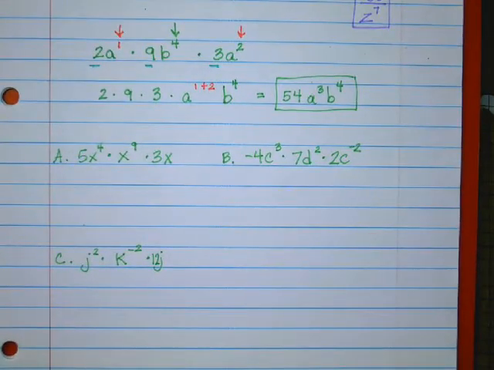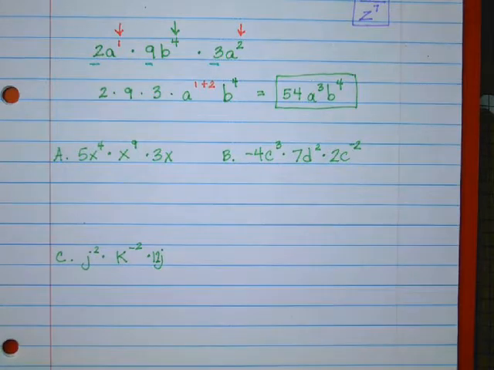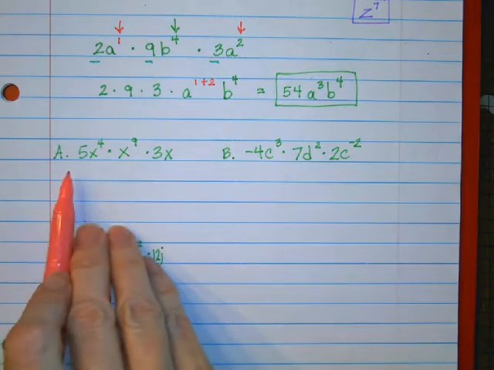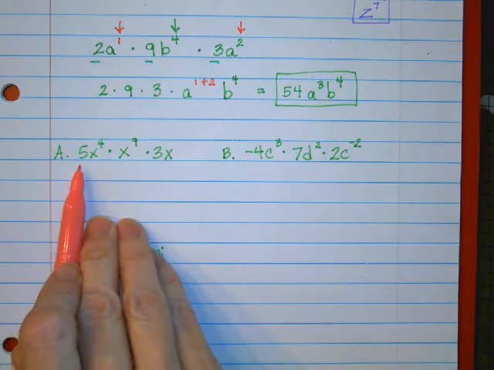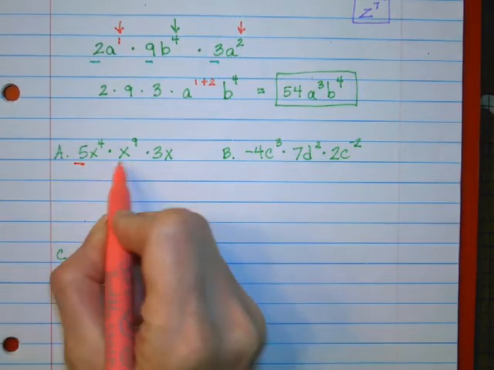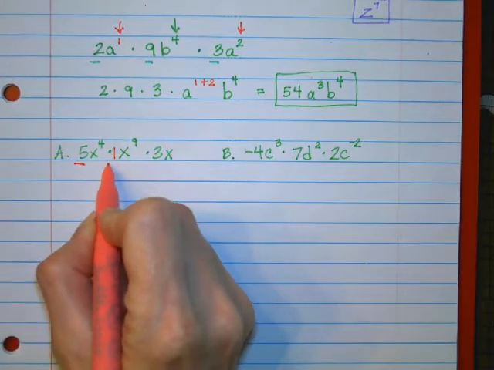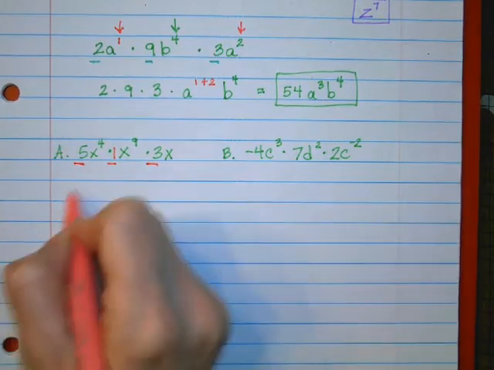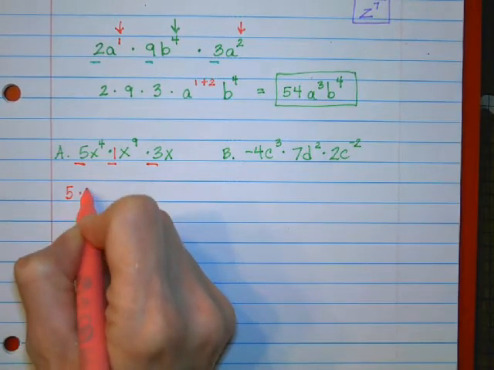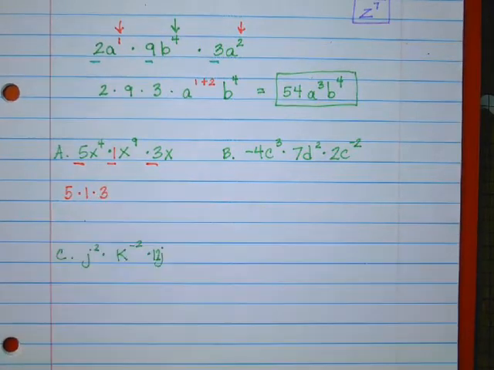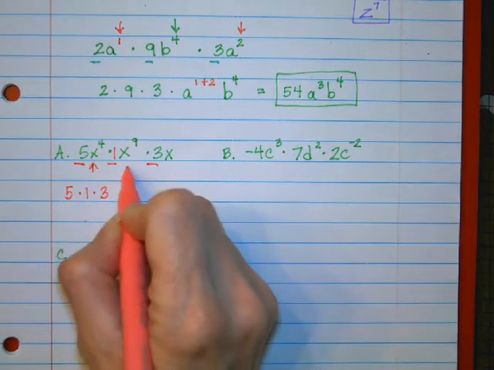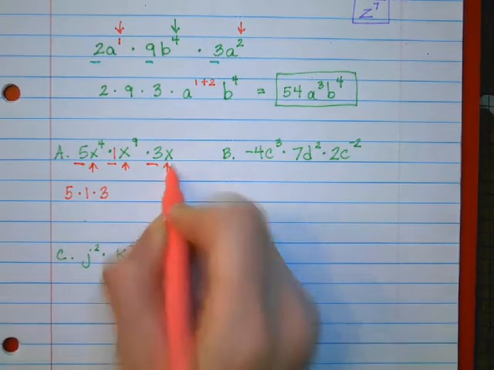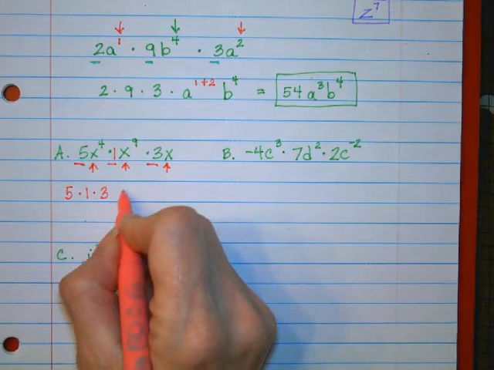So earlier I told you sometimes you might have a coefficient of 1. And you'll know that when you don't clearly see a different number. This coefficient is 5. I don't see a number here, so that means my understood coefficient is 1. And my coefficient is 3. So I take my coefficients, 5 times 1 times 3, to multiply my coefficients together. They all have the variable x, so that's beautiful. They all have the same base, so x.